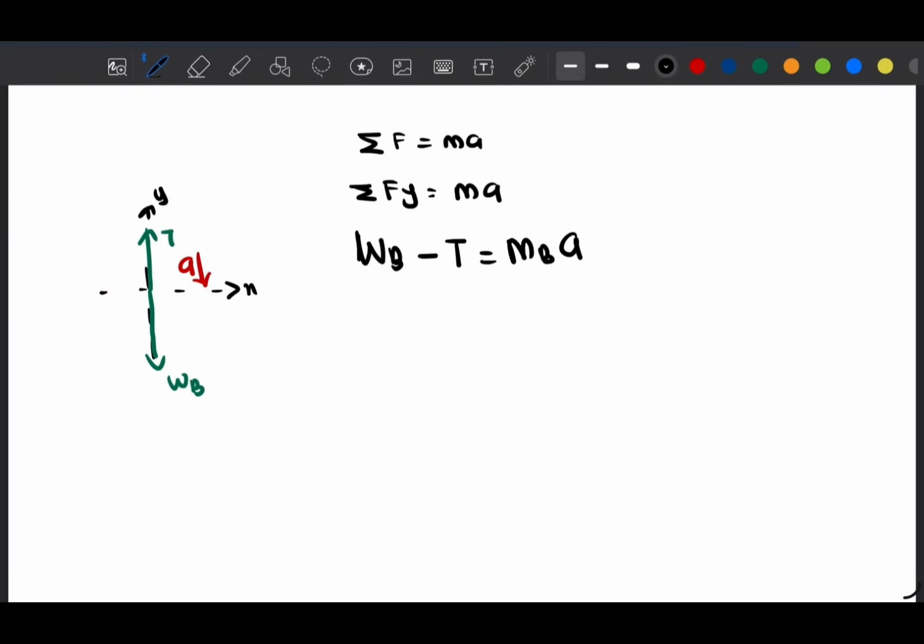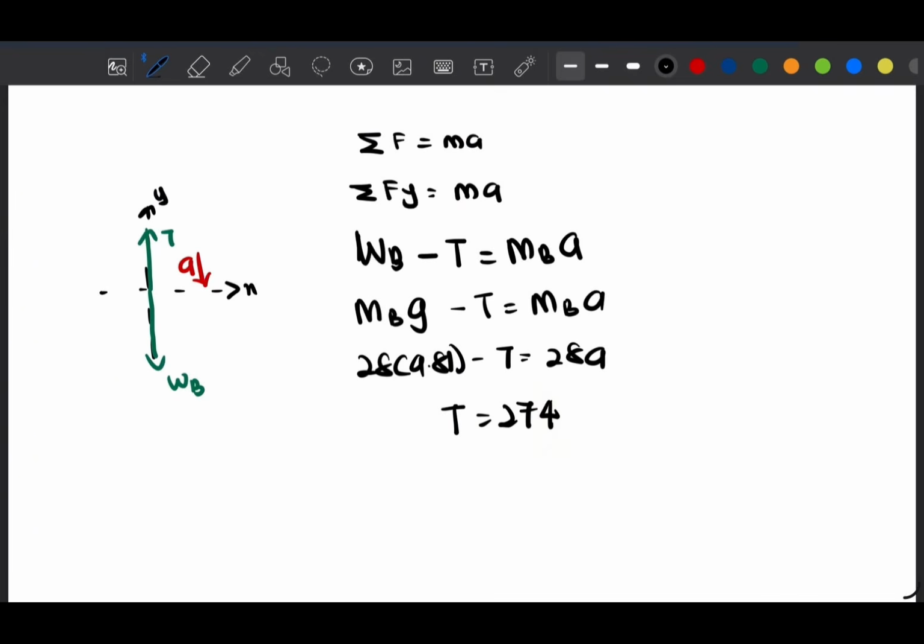What is WB? WB is mg. M of object B multiplied by g, minus T, equals mBa. M is 28 times 9.81 minus tension equals 28a. Therefore, I will end up with T equals 274.68 minus 28a.